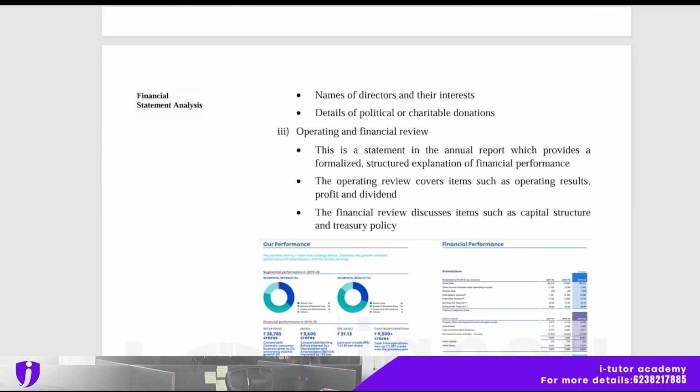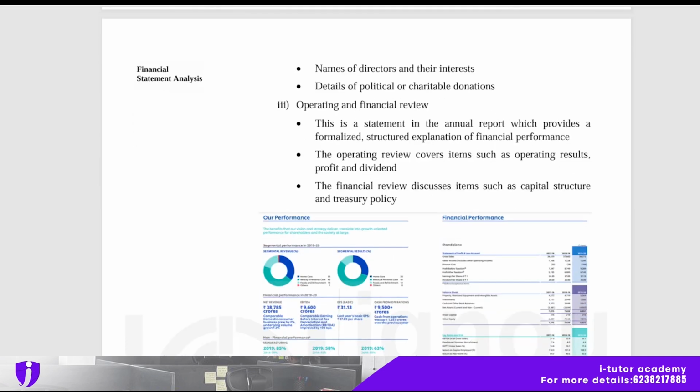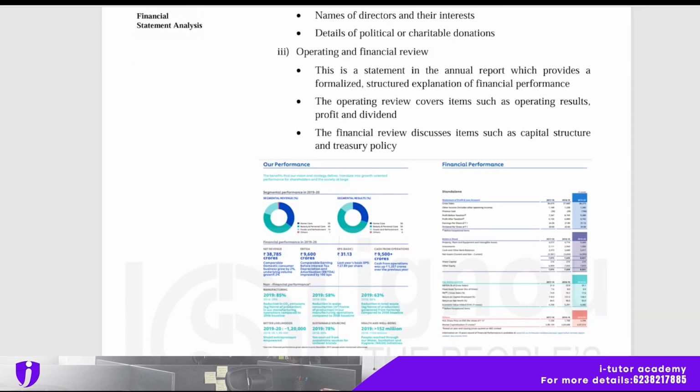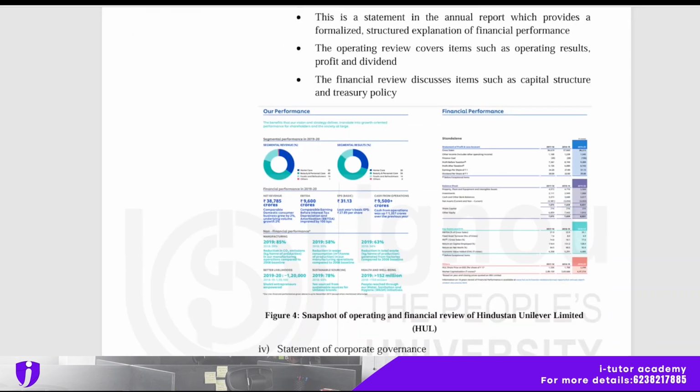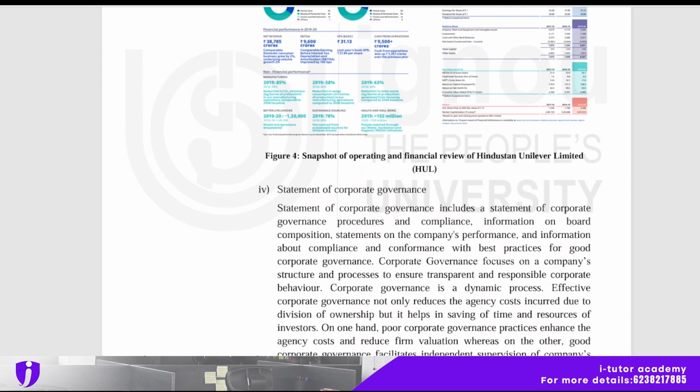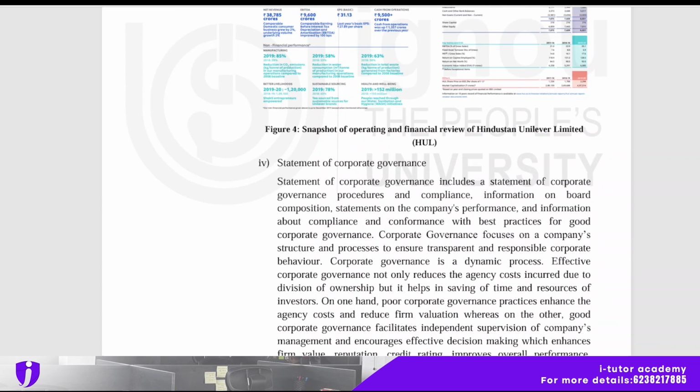Operating and financial review is a statement in the annual report which provides a formalized, structured explanation of financial performance. The operating review covers items such as operating results, profit and dividend. The financial review discusses items such as capital structure and treasury policy. Snapshot of operating and financial review of Hindustan Unilever Limited.